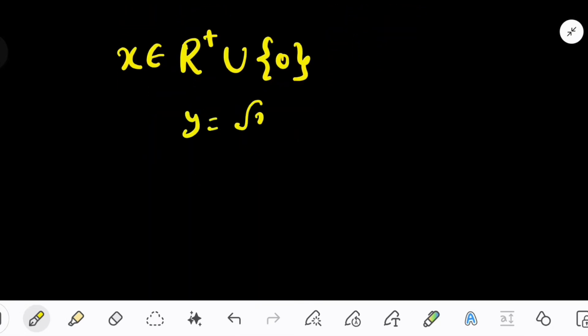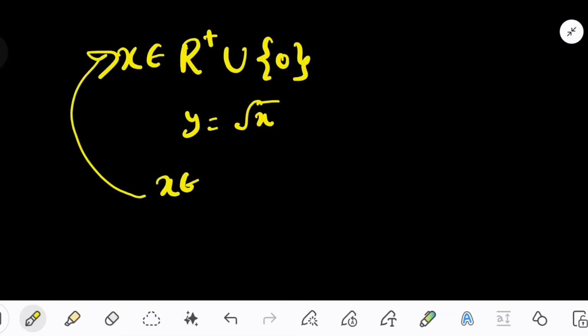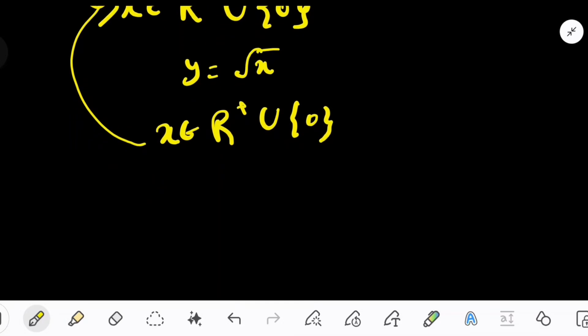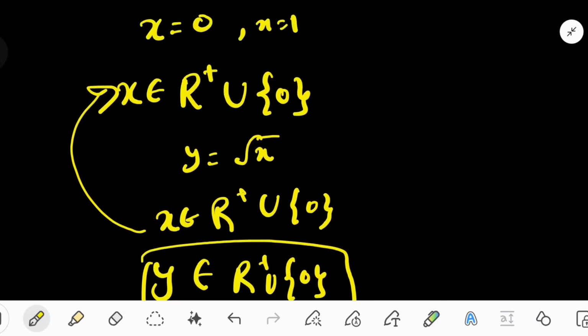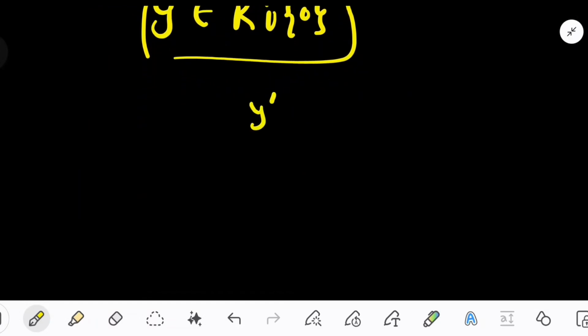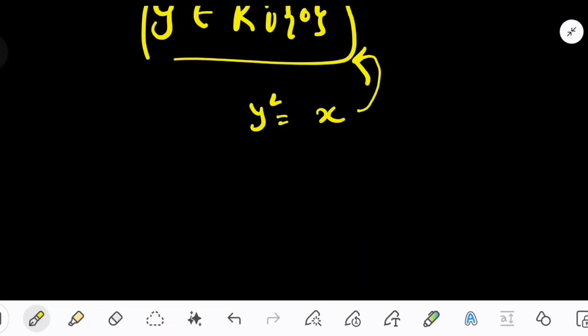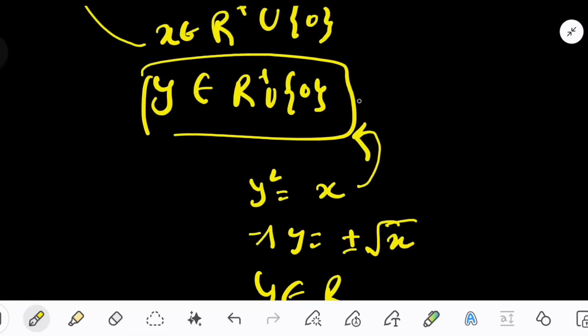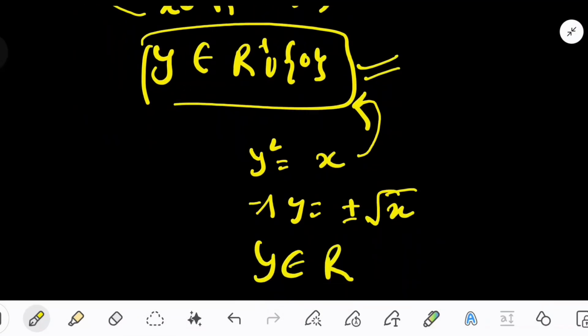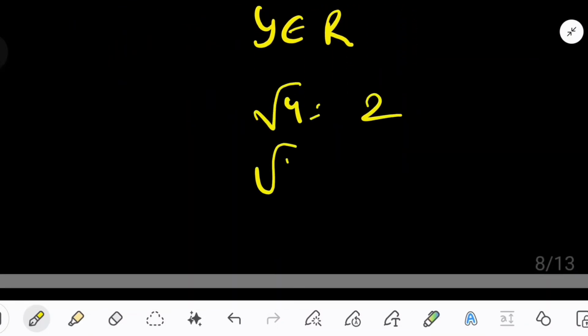We know that y is equal to root x. Since x belongs to real positive union 0, when you take the square root you will get y belonging to real positive union 0 only. Many people get confused that if I write y square is equal to x, it will have the same result. Of course not, because it implies y is equal to plus minus root x. So in that case y belongs to the real numbers, but here y belongs to this set only, because here x is only positive. So don't get confused: root 4 is not equal to negative 2. Remember this.